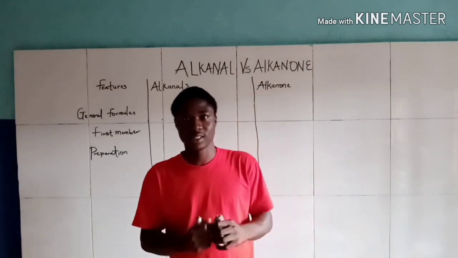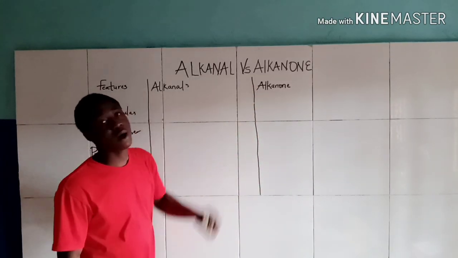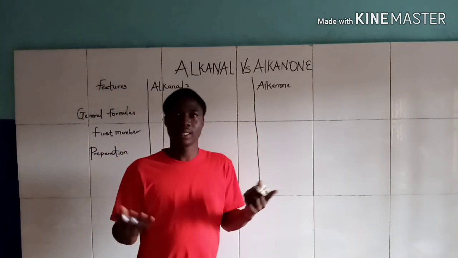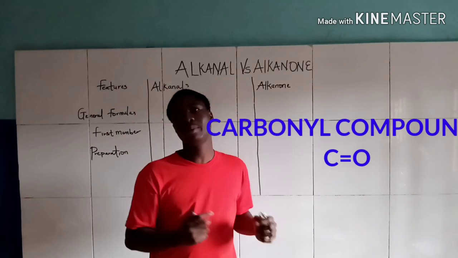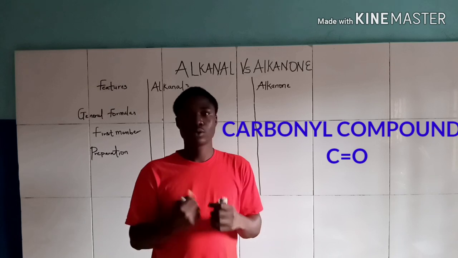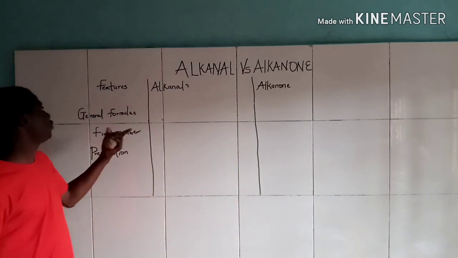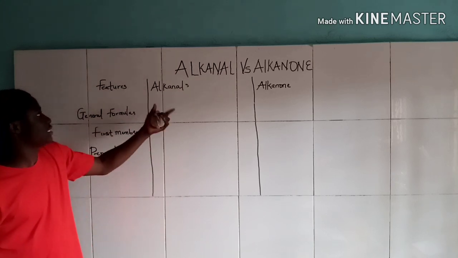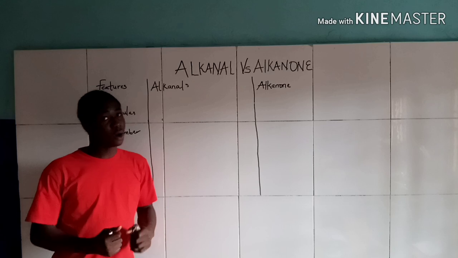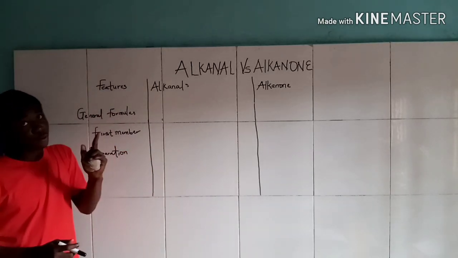In today's lesson, I'll be teaching on alkanals and alkanones. Basically, alkanals and alkanones are called carbonyl compounds. Now, we'll get into that. You can see here there's a table, and I'm going to use these features to explain the differences between alkanals and alkanones. The first thing written here is called the general formula.